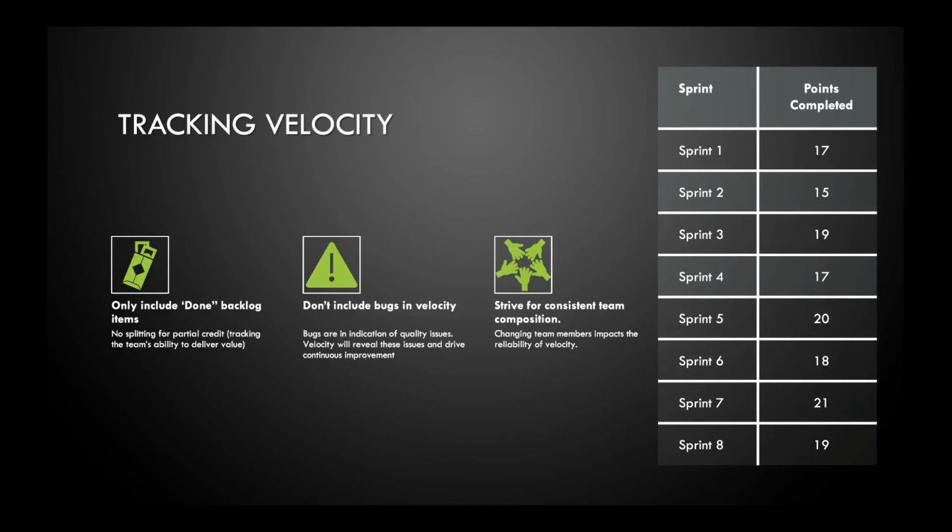Velocity tracking is relatively straightforward. Simply keep track of the number of points delivered by the team each sprint. But there are a few things to keep in mind. Only include done backlog items in the velocity. Don't include bugs in the velocity. And strive for consistent team composition.